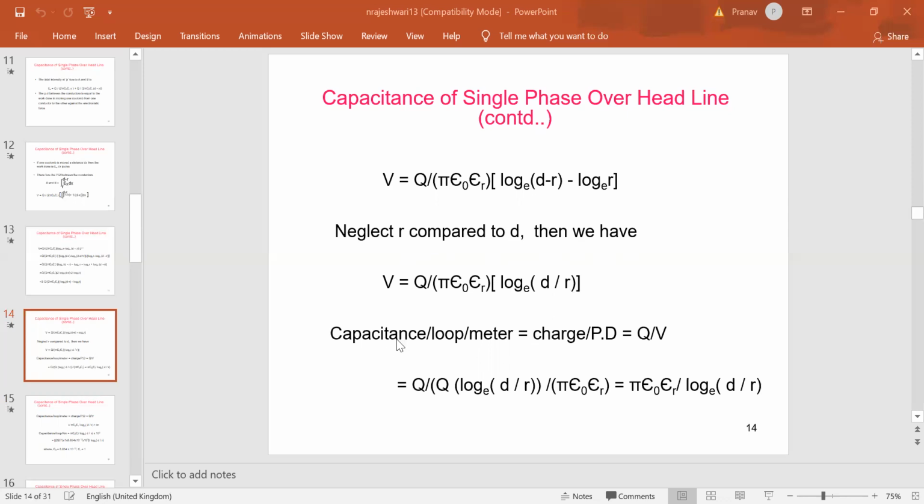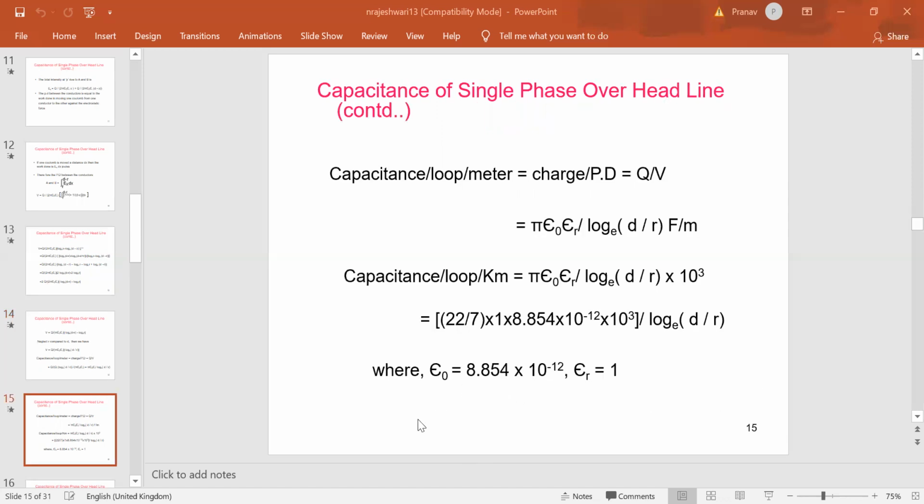So the capacitance per loop per meter will be given by charge per potential difference, Q by V. So Q by Q log of D by R by pi epsilon naught epsilon R. So Q gets cancelled and pi epsilon R comes to the numerator. So pi epsilon naught epsilon R divided by log of D by R is the capacitance per loop per meter.